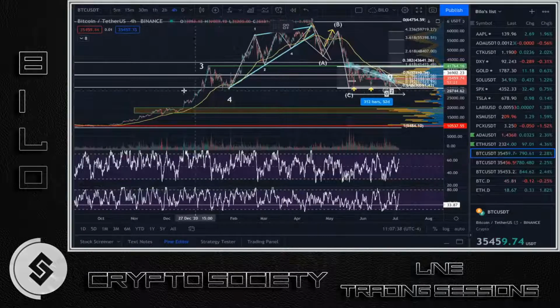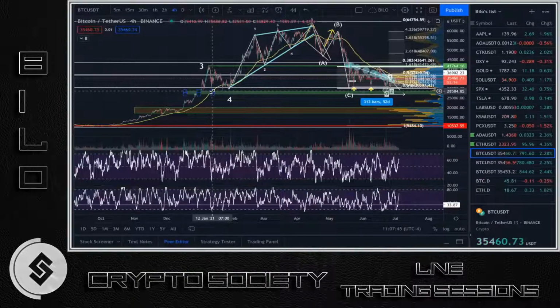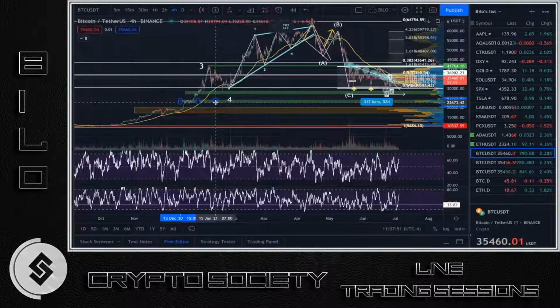And again, just in case, I'm not saying at all this is going to happen. I'm just saying if we go down, these are areas to look for in terms of support. There's another support in this region here. And then finally, the biggest support is in the 20K region here.